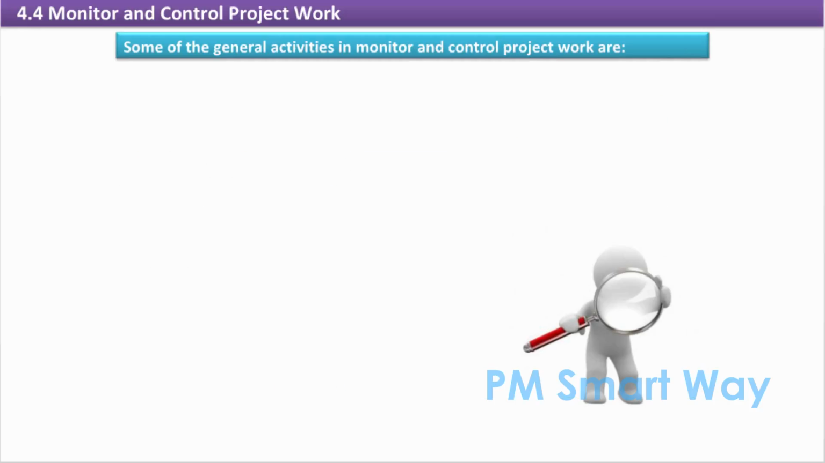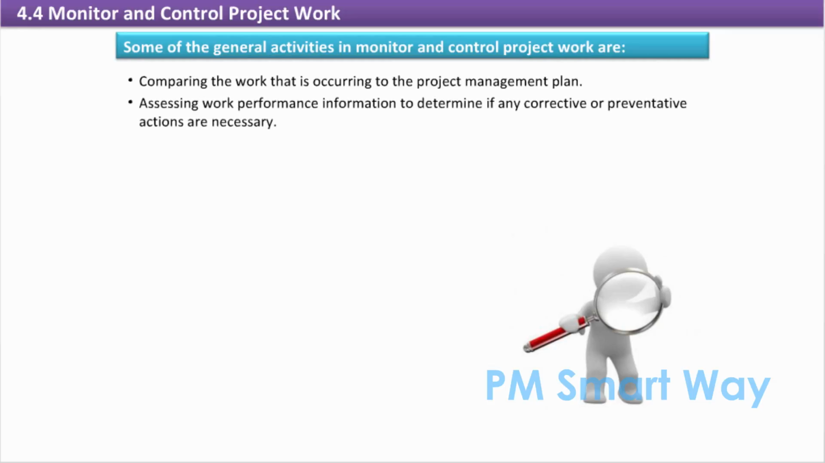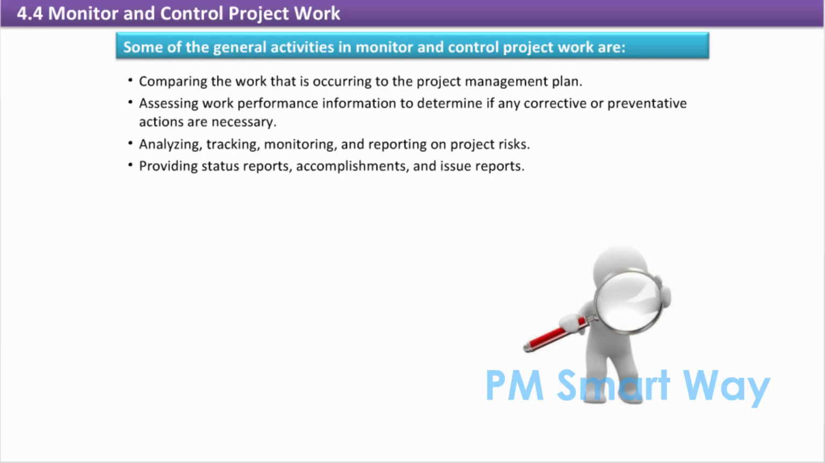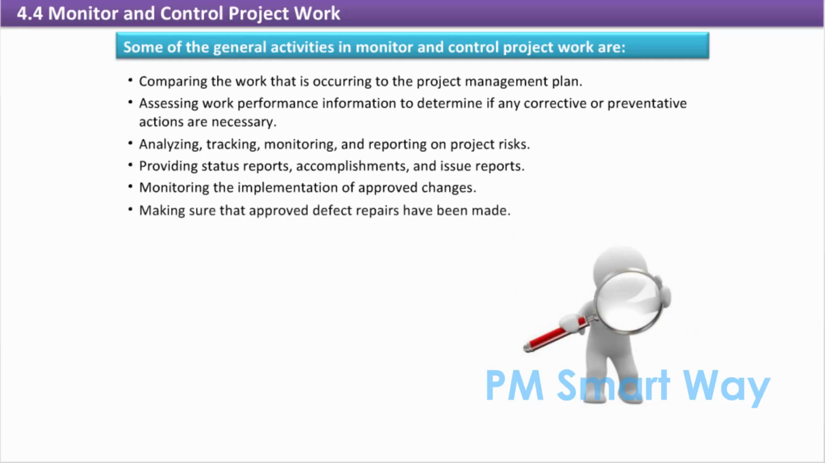Some of the general activities in monitor and control project work are: comparing the work that is occurring to the project management plan, assessing work performance information to determine if any corrective or preventative actions are necessary, analyzing, tracking, monitoring, and reporting on project risks, providing status reports, accomplishments, and issue reports, monitoring the implementation of approved changes, making sure that approved defect repairs have been made.